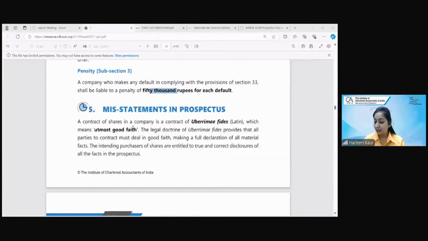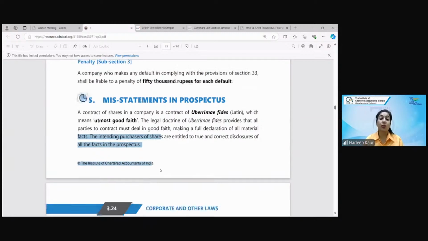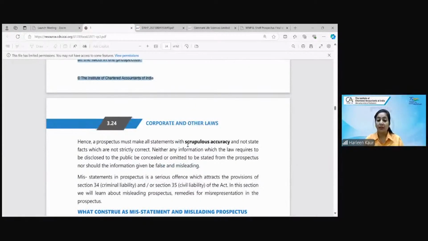Bona fide means that it is a doctrine of utmost good faith, a contract for the shares. Whenever you're having the contract for the shares of the company, that means you're buying it in the utmost good faith. Purchasers are entitled to true and correct disclosure of the facts. You have to tell them the true facts about the company. Your prospectus, the golden rule of the prospectus says that you have to give the true and correct disclosures. You cannot hide anything from the prospectus.